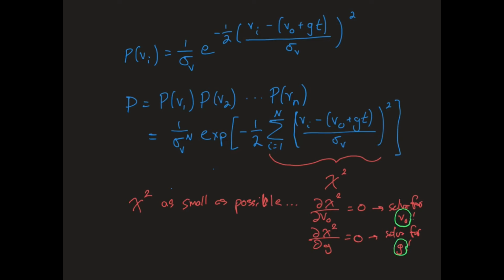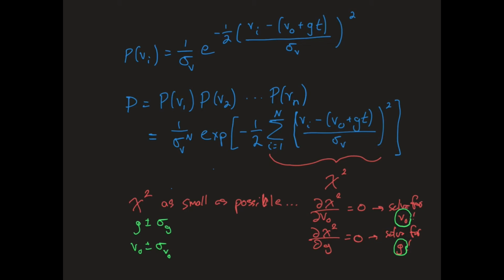But of course, the thing we really want to get at here is we want to find G plus or minus the sigma on G, and we want to find V naught plus or minus the sigma on V naught. Now, in the lab we're doing this week, we don't really care about V naught. What we care about is G, but in principle, we can still find the uncertainty on that thing. Okay, so how do we do that?